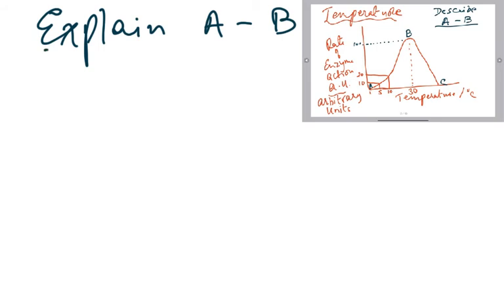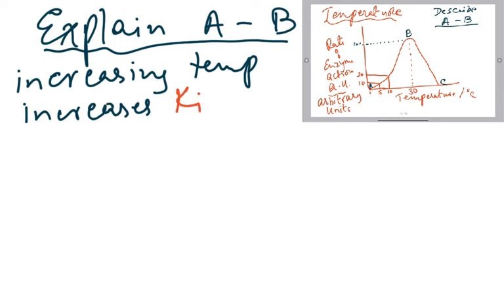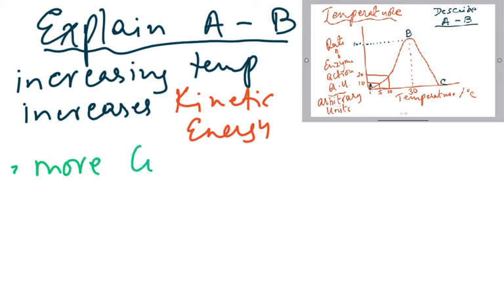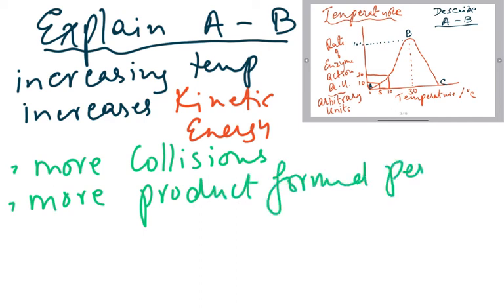If they ask you to explain A to B, you are going to give me a biological explanation, which is increasing temperature increases kinetic energy. So it is going to increase the kinetic energy. Now when the kinetic energy is increased, what happens? More collisions. Some of you say more successful collisions or more fruitful collisions. And this will result in more product formed per unit time.